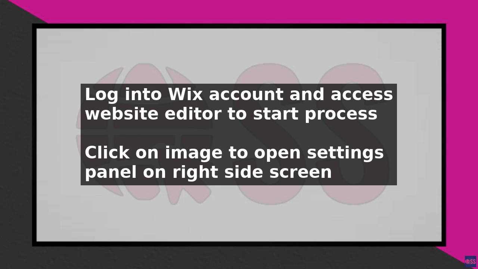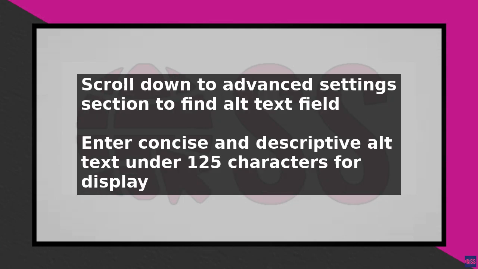In the image settings panel, scroll down to the advanced settings section. Here, you will find the alt text field, which is where you will enter your alt text. Alt text, also known as alternative text, is a description of the image that is displayed when the image cannot be loaded. And it is also used by search engines to understand the content of the image.